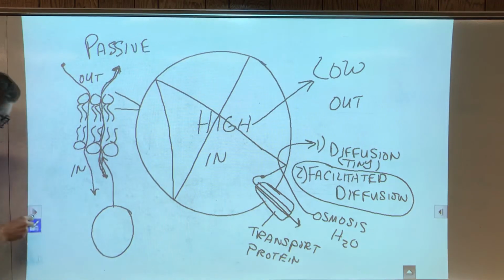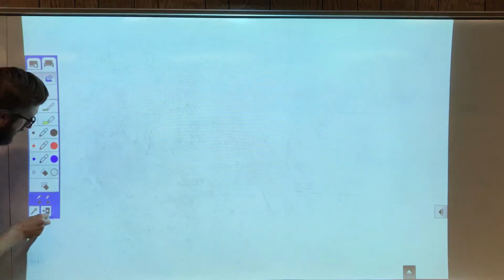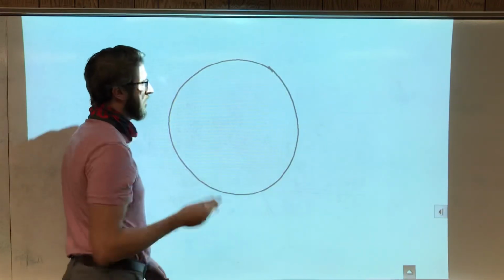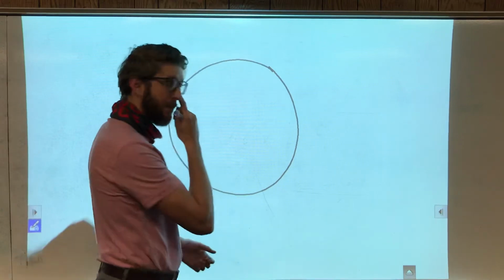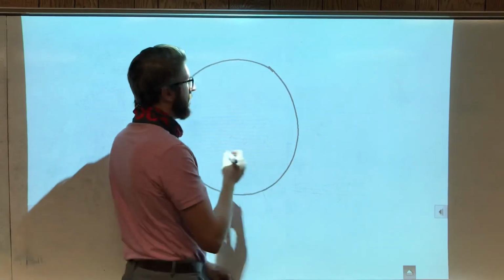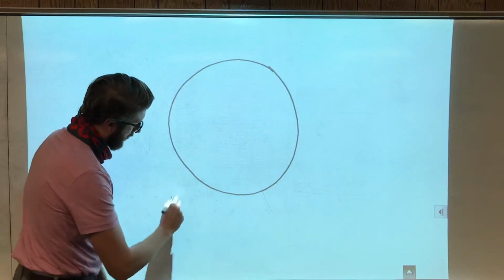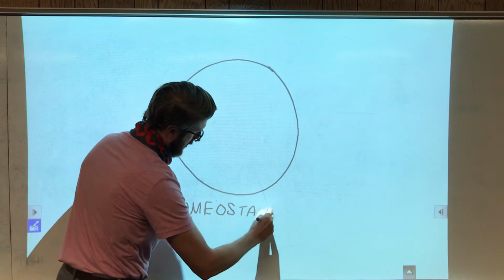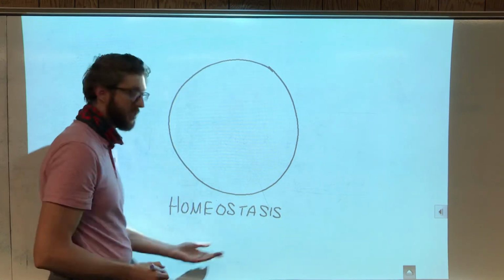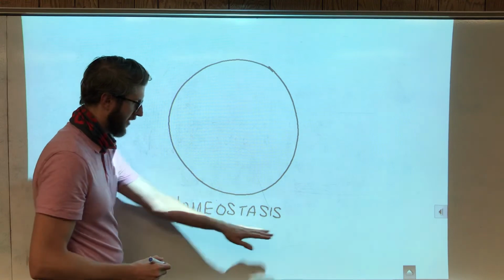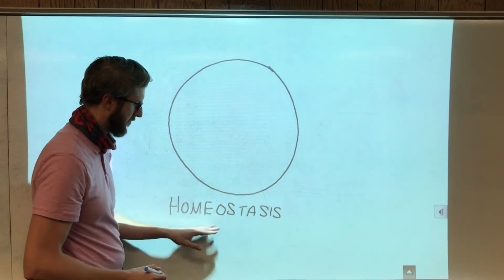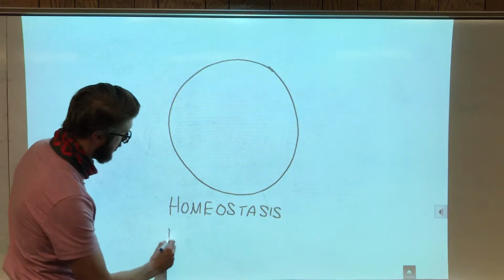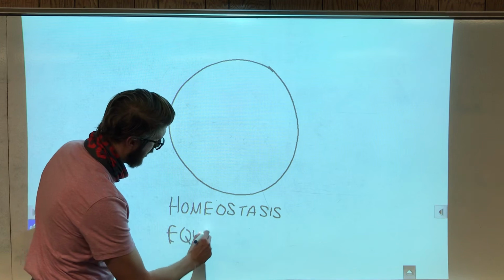Okay, and the last thing is why. Why do cells move things in and out? Well, they move things in and out because they want to maintain what we call homeostasis, which is just a stable internal environment. That's all homeostasis is. And the way it does that is by trying to obtain what we call equilibrium.